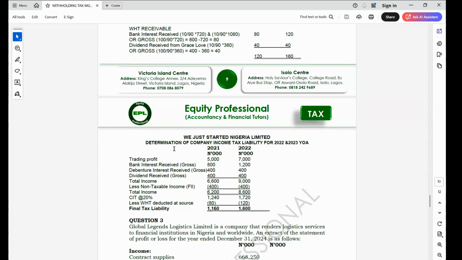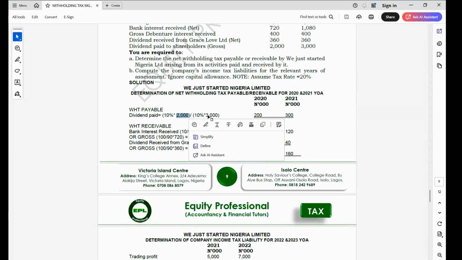The shareholder is the one that will suffer it. That is what we deduct. By the time the company wants to give them their money, the company will not give them the total of this money.